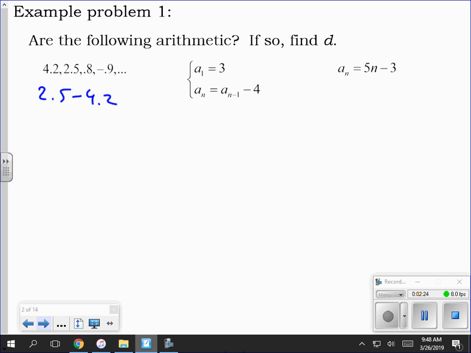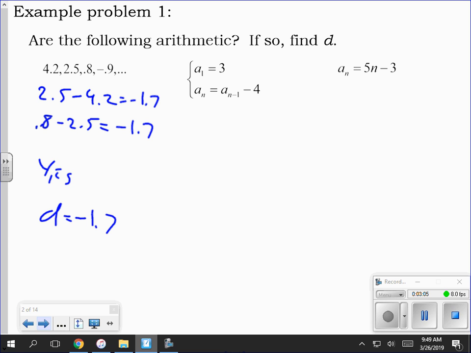2.5 minus 4.2. And I get negative 1.7. And I want to know, is that what I'm going to get every time? So I take a number, subtract the one before it. 0.8 minus 2.5. And you get negative 1.7. And that's what you would get if you did it again. Okay. So yes, this is arithmetic. And D is negative 1.7.